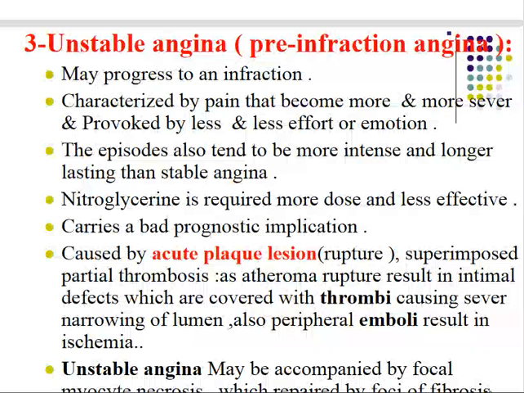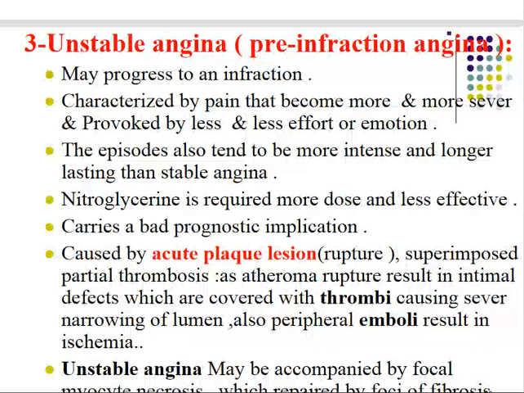As we said, it can progress to infarction and is caused by acute plaque lesion. What is meant by acute plaque lesion? As we mentioned previously, the thrombotic plaque is liable to fissuring, ulceration, and even rupture, and this is considered a predisposing factor for the development of complications of the thrombotic plaque.